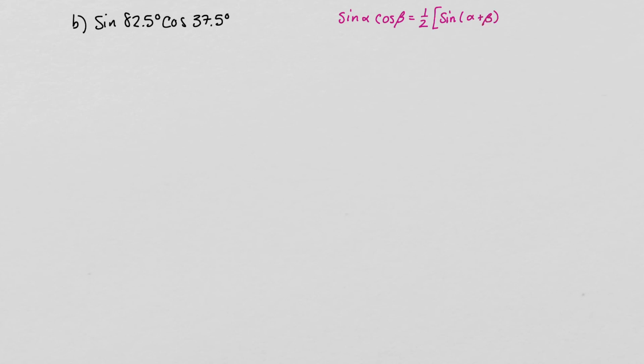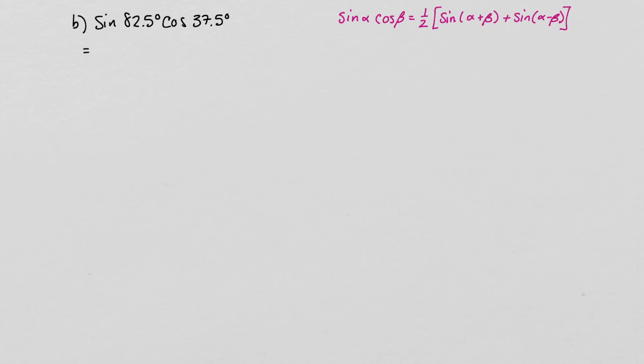So we'll do another one. So for example, B, the sine of 82.5 degrees times the cosine of 37.5 degrees. So this looks like one of the product to sums. So I have a product, and there is the identity that says the sine of alpha cosine of beta is equal to 1/2 times the sine of alpha plus beta plus the sine of alpha minus beta.